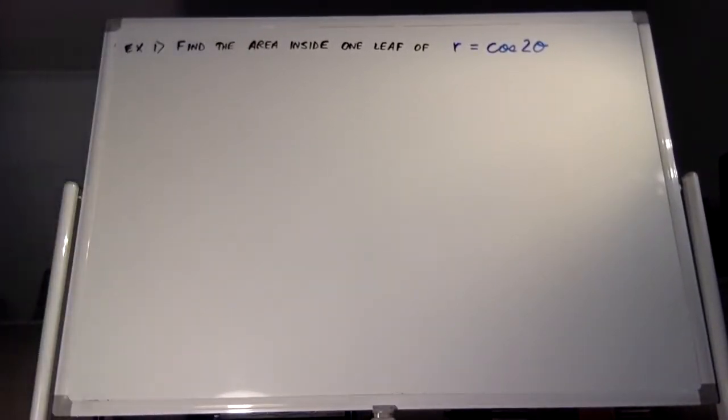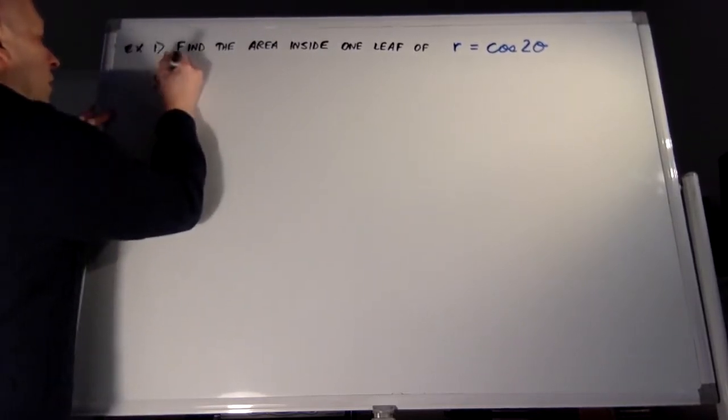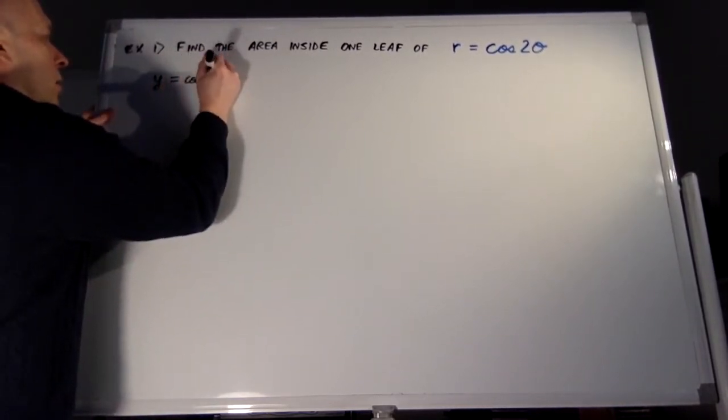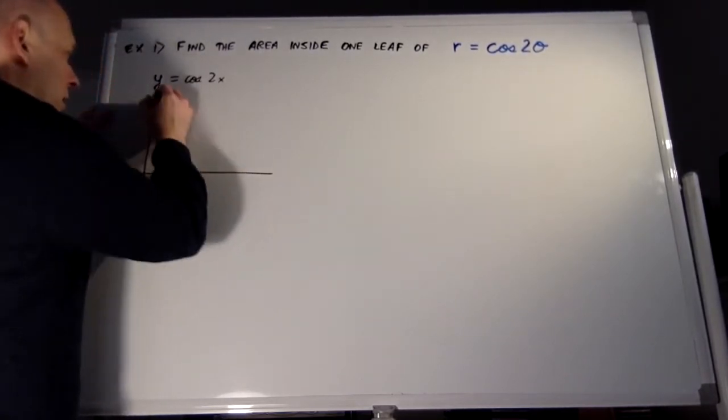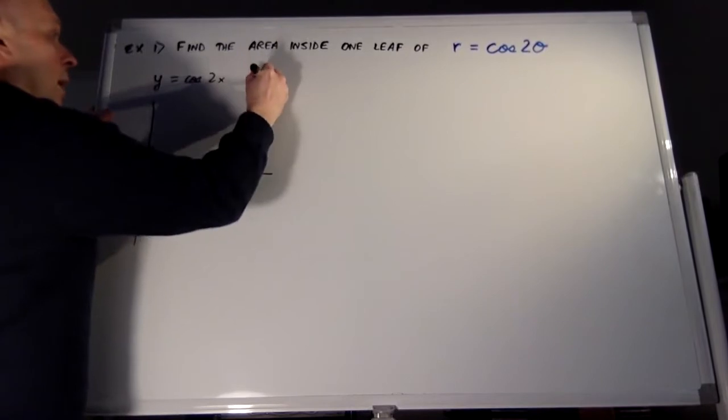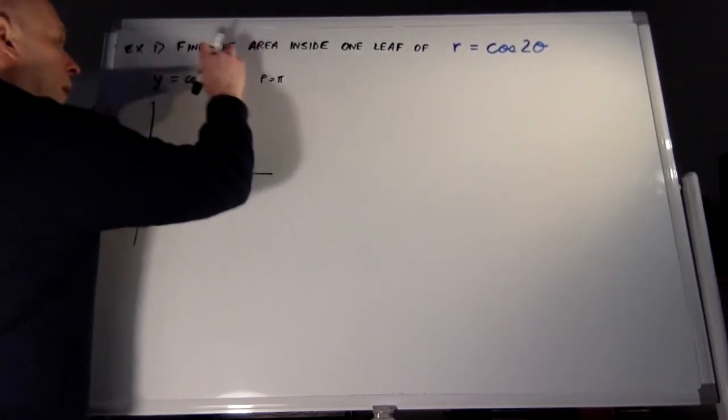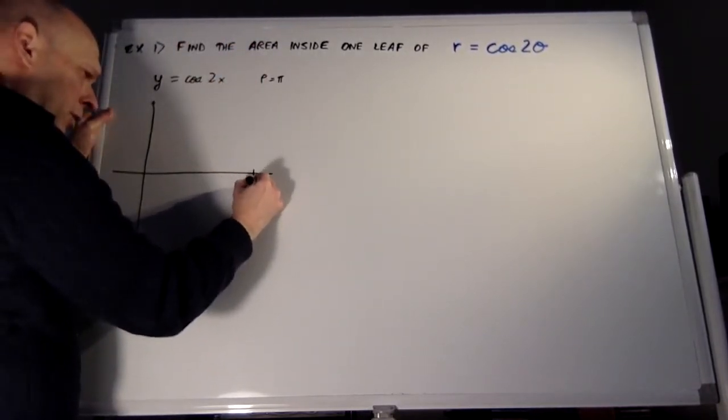So example 1 says find the area inside one leaf of r equals cosine 2 theta. So based on the way they write the question here, we know that this is a rose curve that we're dealing with. And we can graph it easily, right? Let's first take a look at y equals cosine 2x. We know the midline is going to be the x-axis here. We know the period is going to be pi, right? 2 pi over b, so 2 pi over 2. So the period is going to be pi.